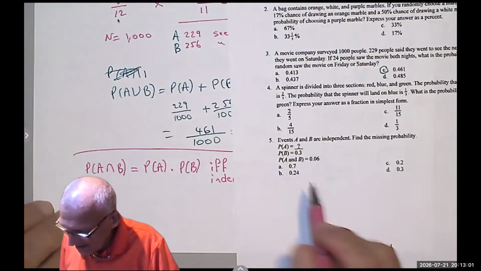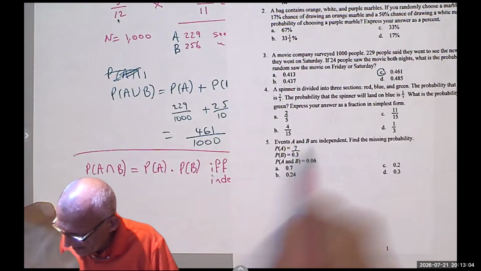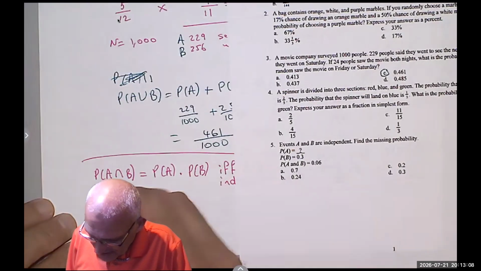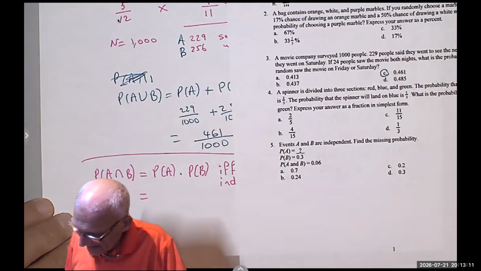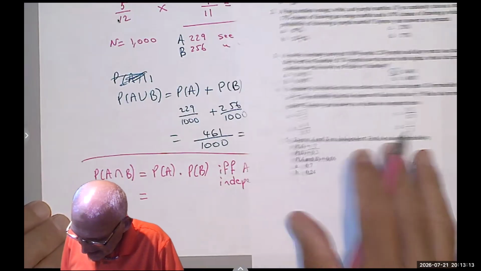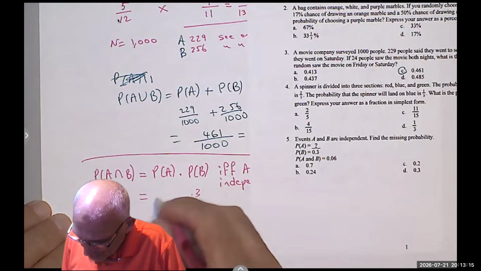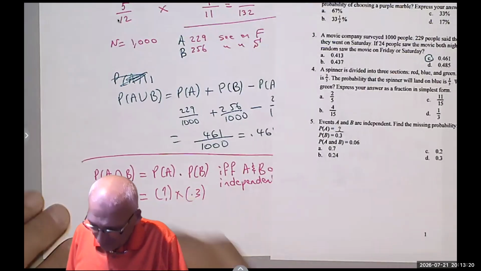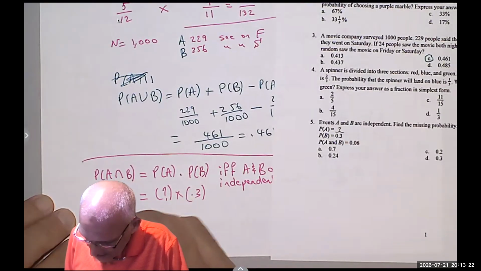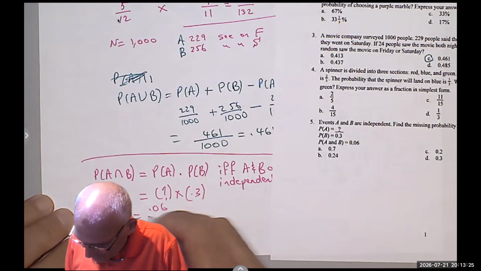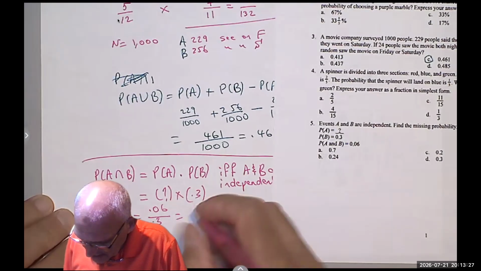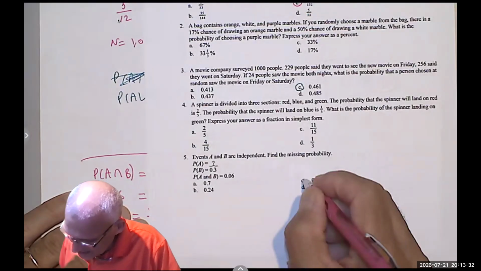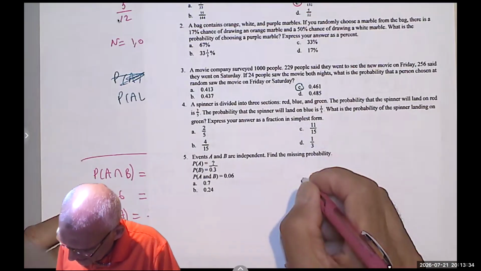So what do they give me? A and B are independent. They say the probability of A and B is 0.06. And they give me the probability of B as 0.3. And they want to know the probability of A. So of course, the probability of A would be 0.06 over 0.3, equals 0.2. So it's, oh my God, all the ones we selected were C.